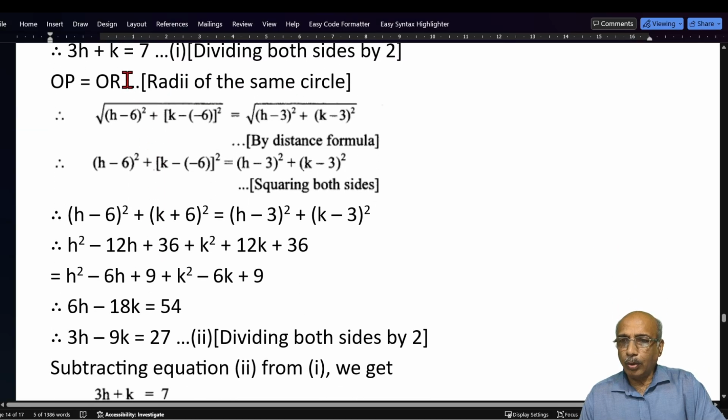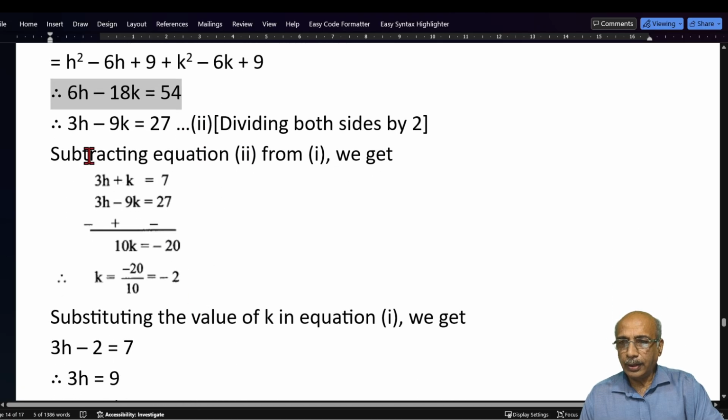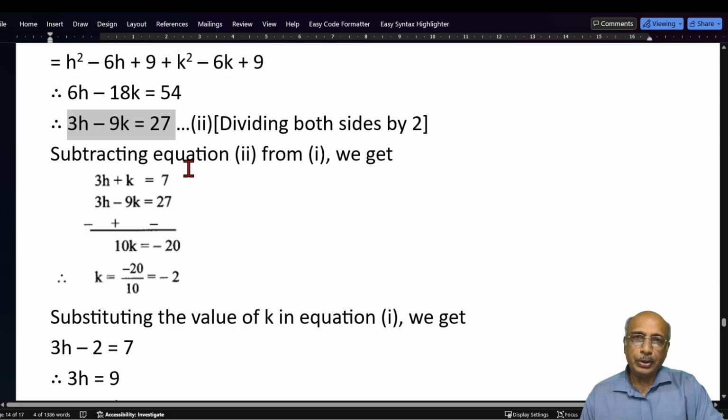Again take OP equals OR, radii of the same circle. Again you will get the equation 6h minus 18k equals 54. After simplification, again dividing by 2, you will get 3h minus 9k equals 27. Now, two equations you got with two variables h and k. Solve the equations. Subtracting equation 2 from 1, we get 3h plus k equals 7.